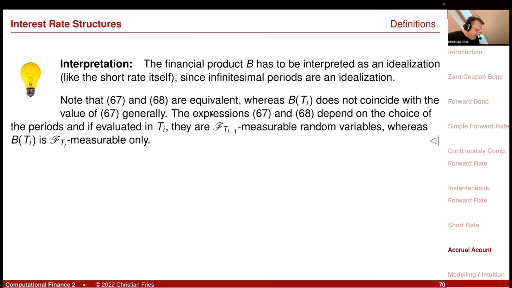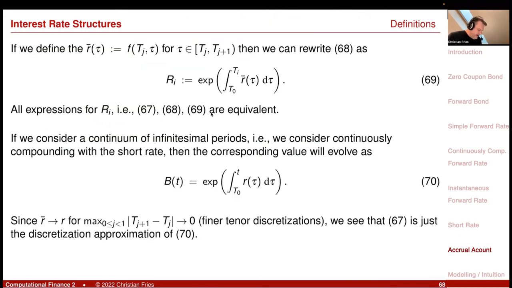Yeah, of course, the two definitions, 67, 68, they are equivalent, but the BTI does not coincide with the R of TI, because of this time discretization. There is a time discretization error, you could say. Yeah. You also see this from the measurability. Yeah. So if you go back here, this object here, this is a stochastic process. I integrate the stochastic process. So this object here is FT measurable.